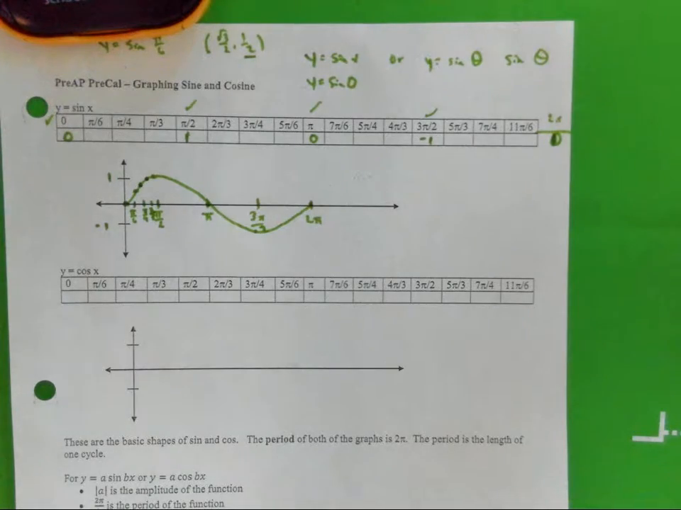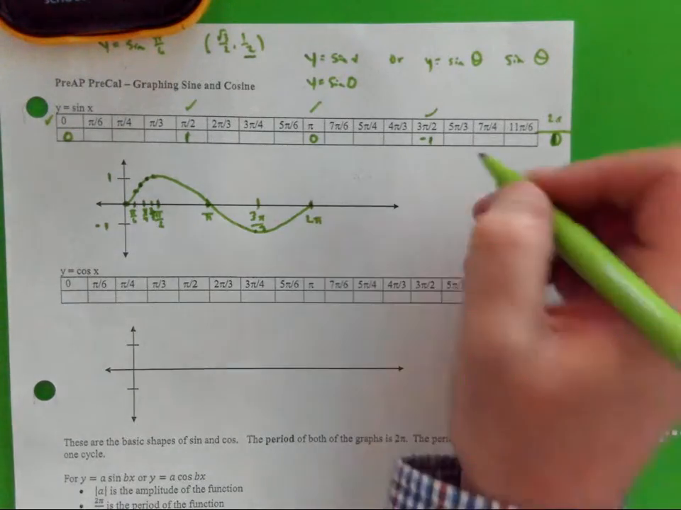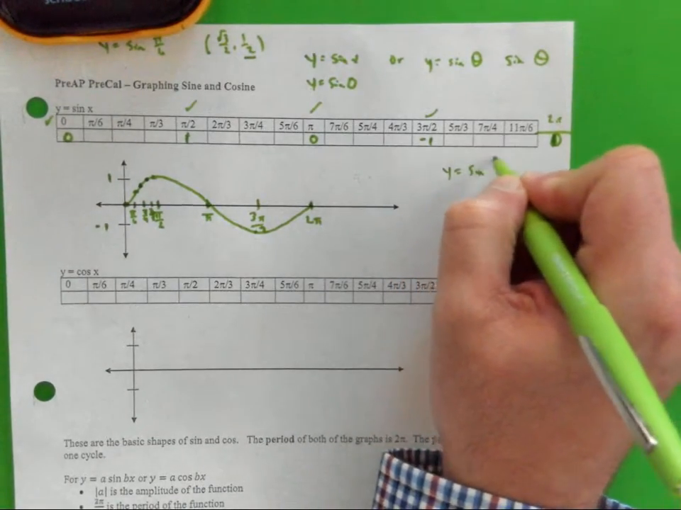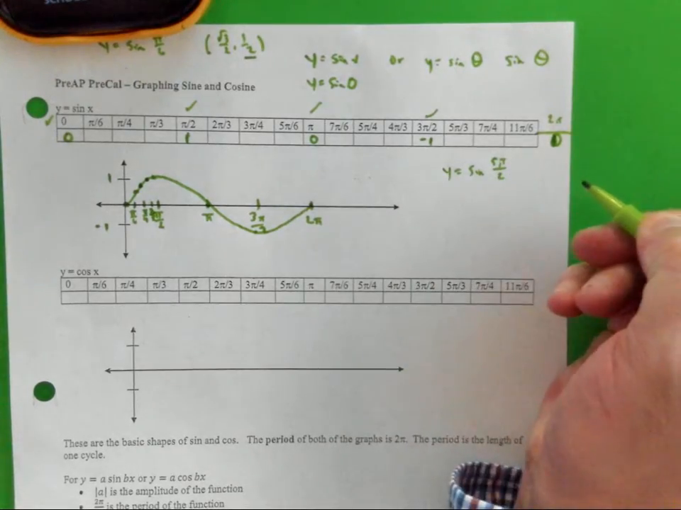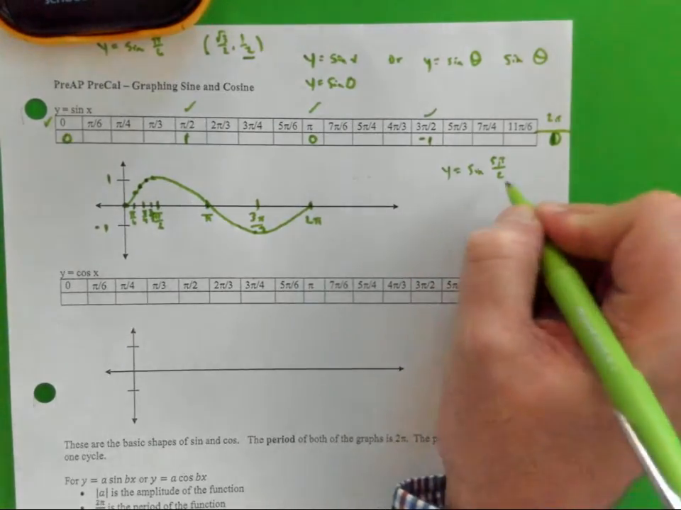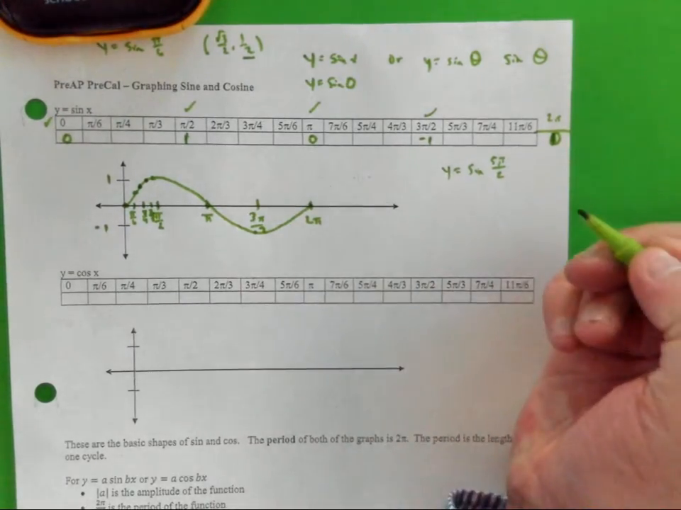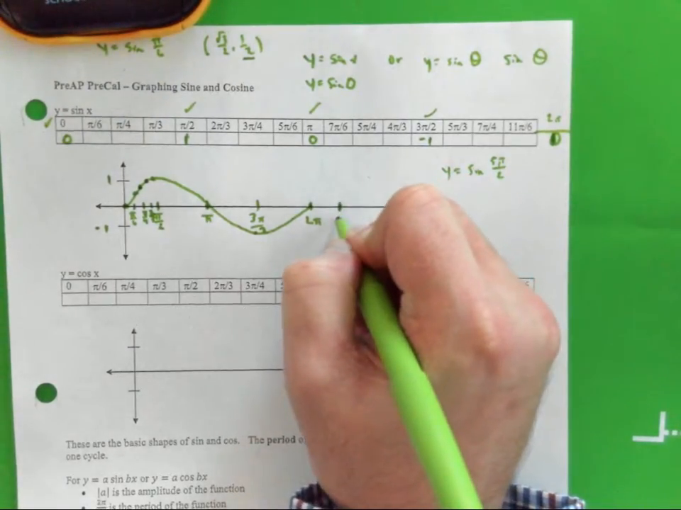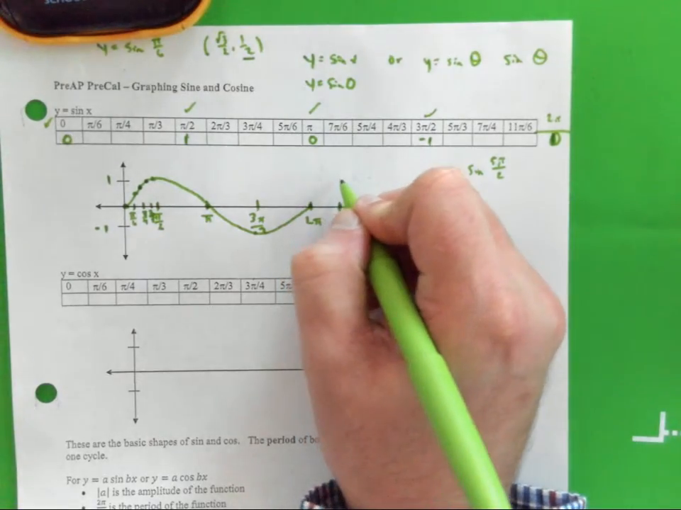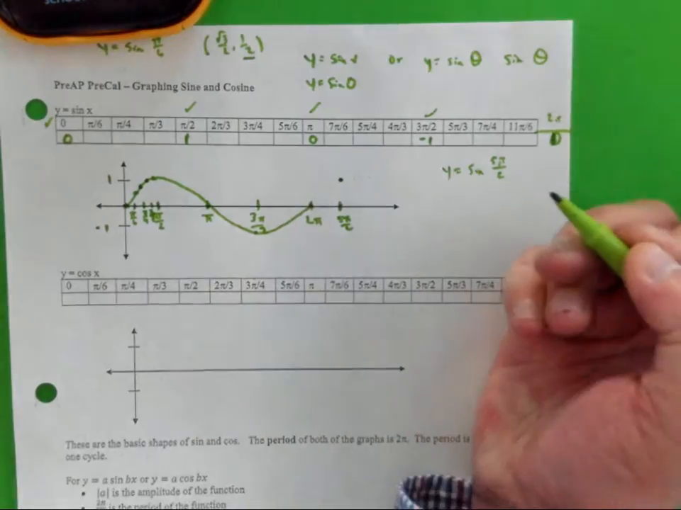Twice. Let me write it down so you can see this. Let's say if we just kept going. If I have y equals sine of 5 pi over 2, 2 goes into 5 two times, well, how many left over? 1. So I'm back at what? 90 degrees, aren't I? So what's sine of 90? 1. So if I did 5 pi over 2, I'm back there.